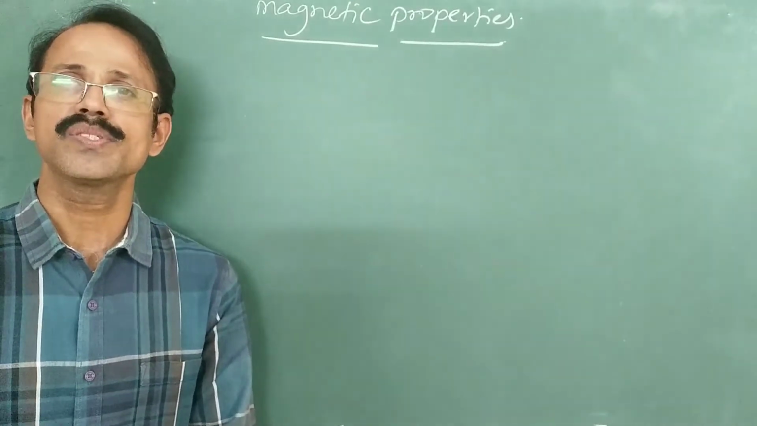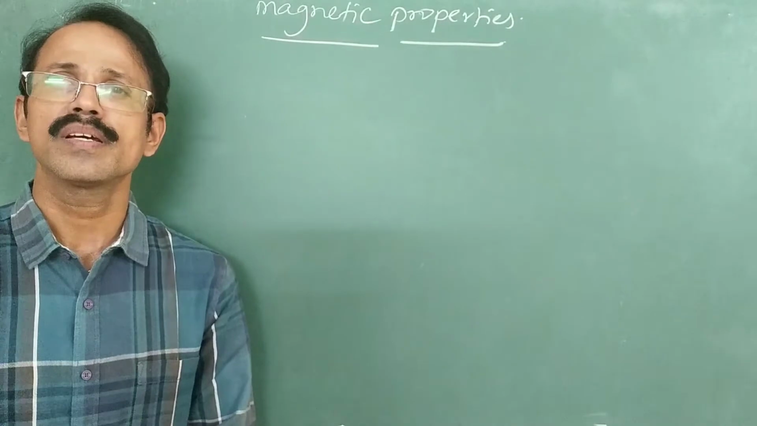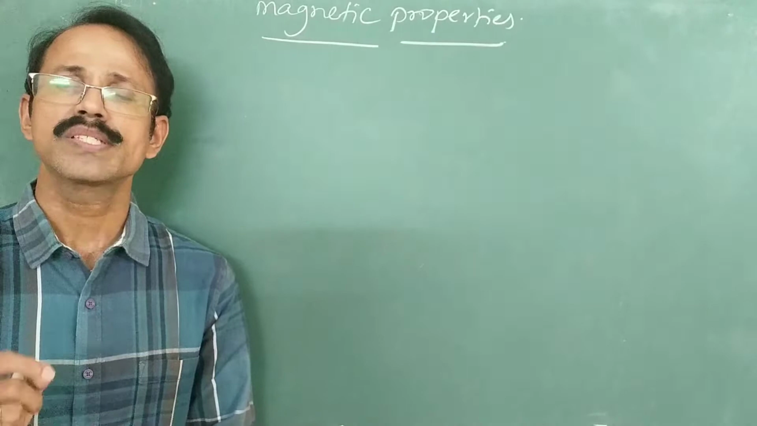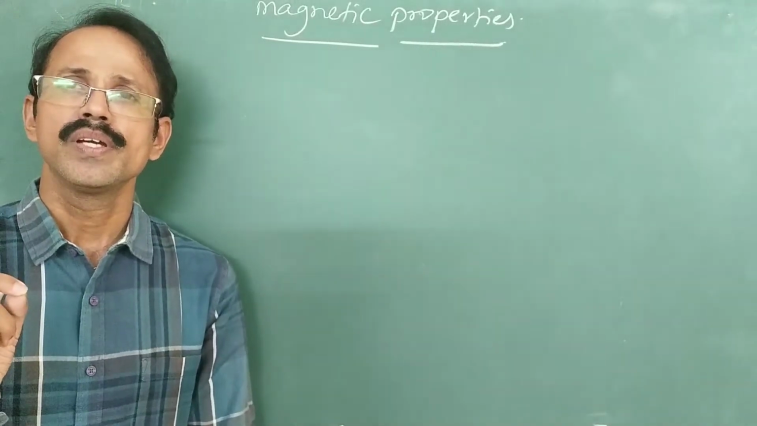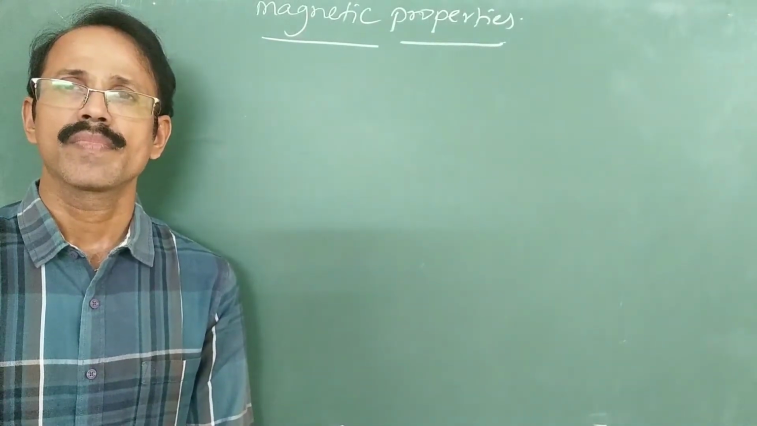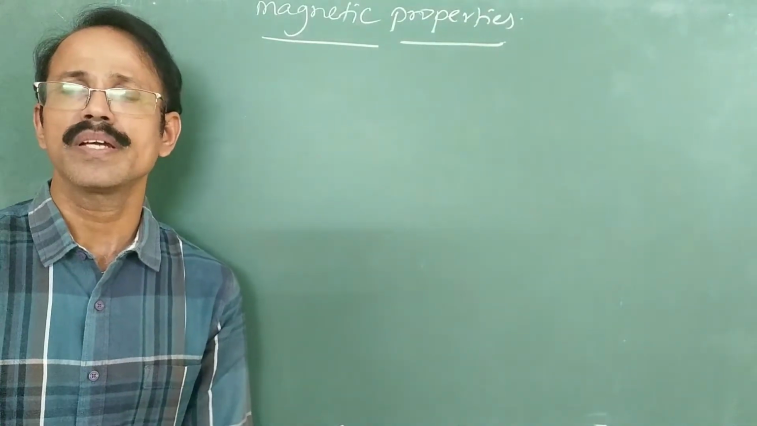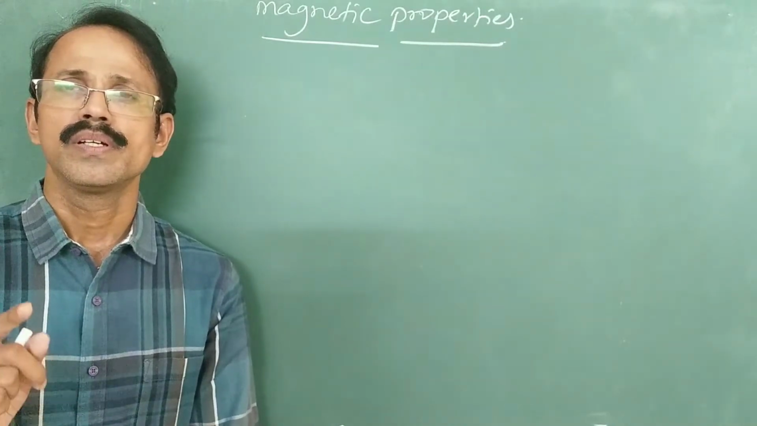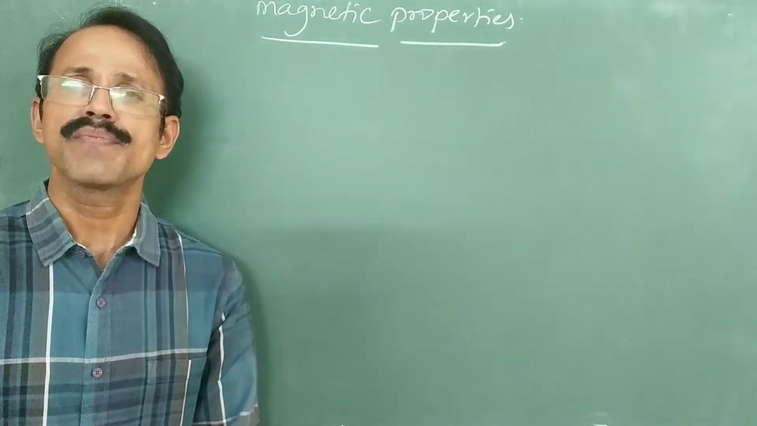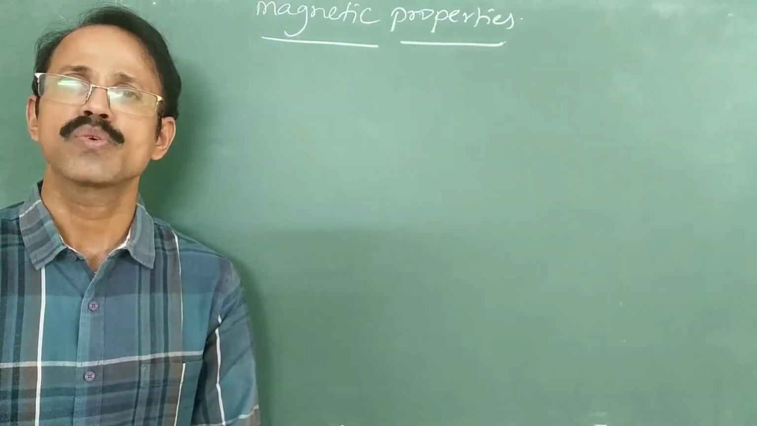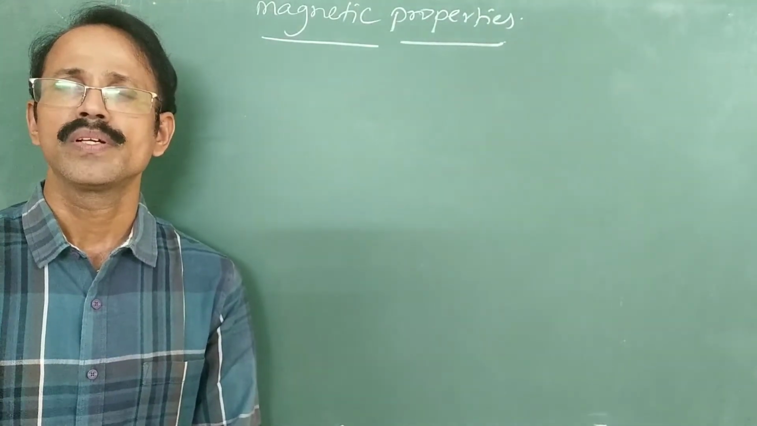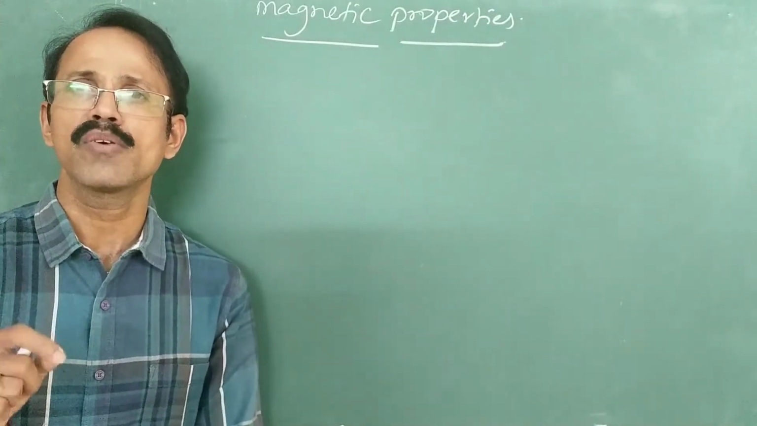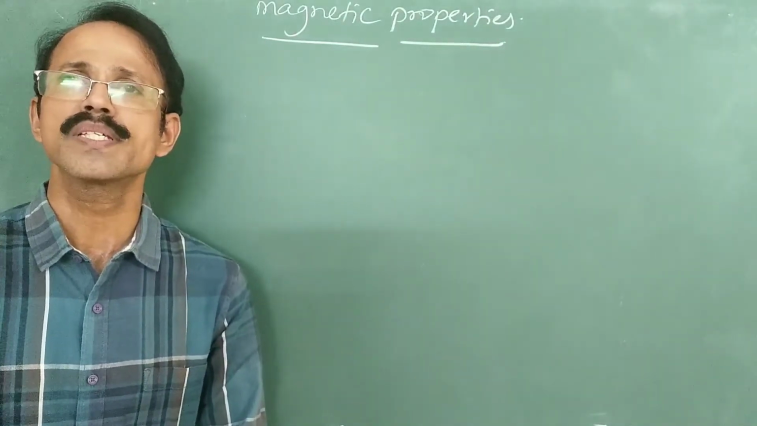Today we are going to learn about the magnetic properties of solids. Solids contain electrons and each electron behaves like a magnet. Now this electron has magnetic moment. The magnetic moment of electron is due to two types of motions. One is due to the rotation of electron around the nucleus, which is known as orbital motion. The second type is due to the self revolution around its own axis, that is known as spin motion.